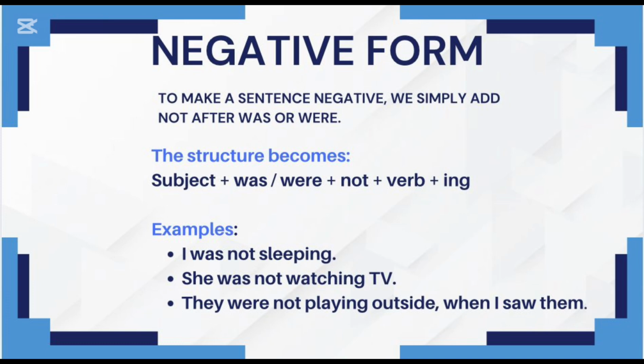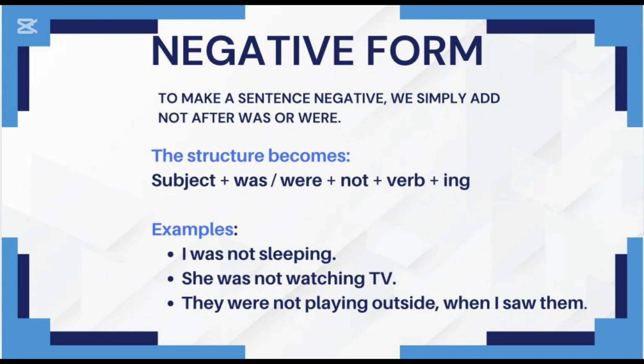We will start now with the negative form. How to make a negative sentence in the past progressive tense. First of all, when I say negative, you should immediately remember the word not. To make a sentence negative, we simply add not after was or were. The structure becomes the subject plus was or were plus not plus the verb with ing. So we just add not after the verb to be, after was or were.